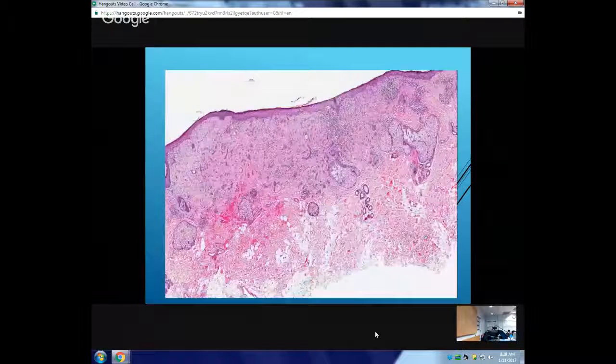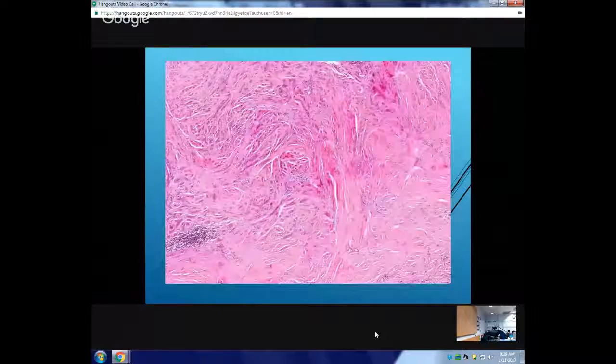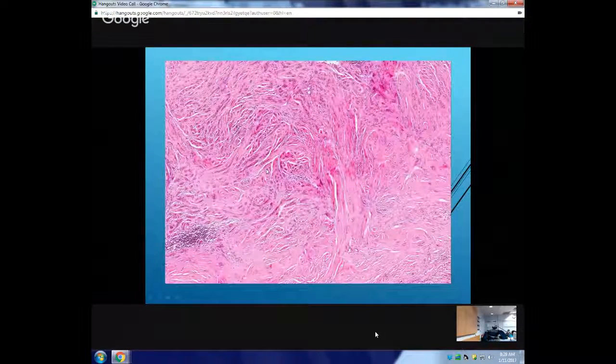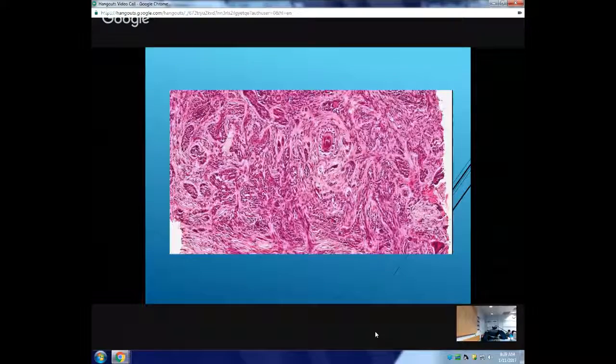Compared to the trichoepithelioma, this is a microcystic adnexal carcinoma. So look at the pattern, somewhat similar, but very infiltrative. And this is a basal cell carcinoma. So when you go high power in this, you're going to see a lot of mitoses and apoptosis and all that, which you are not going to see in the trichoepithelioma.